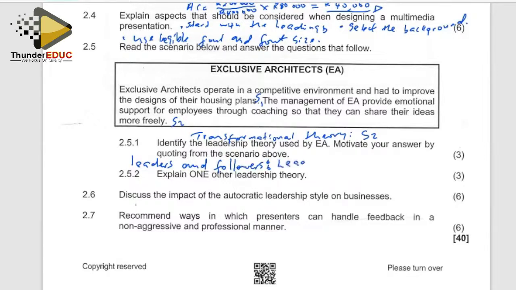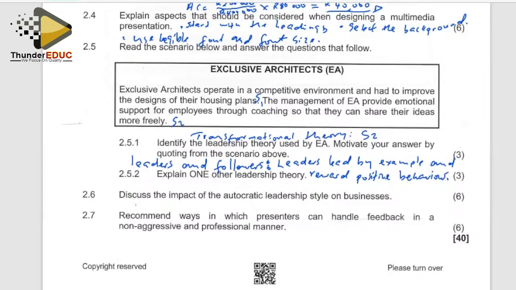So we are saying that leaders lead by example and reward positive behavior.